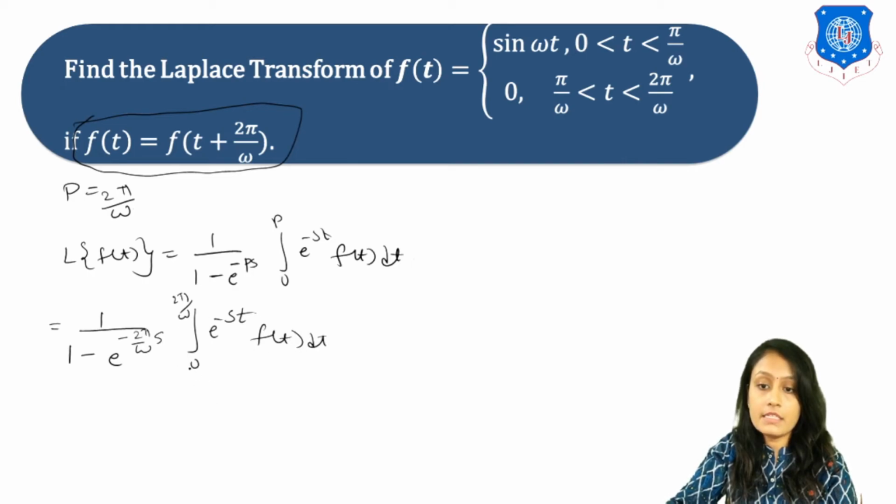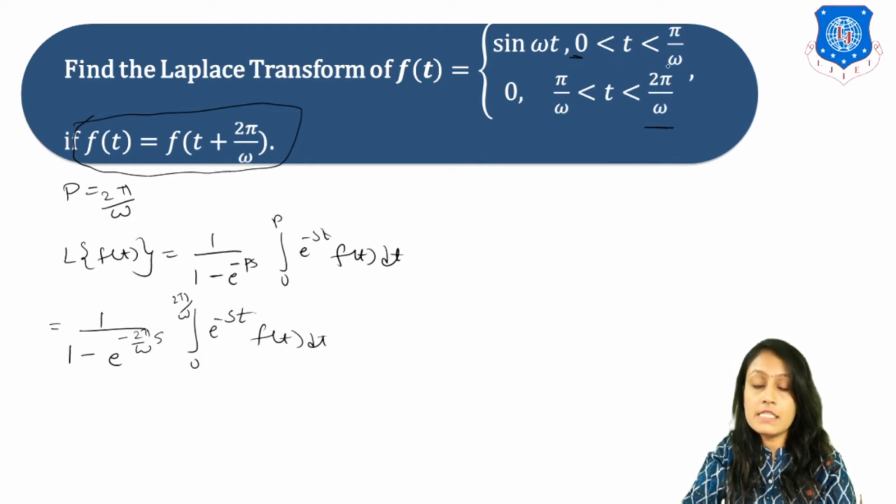So here the interval is given as 0 to 2π/ω. Okay, so what we will do is split the integration into two parts, that is 0 to π/ω and π/ω to 2π/ω. Now as you can see, in this interval the answer is 0. So there is no need to write this; we will write only this interval.